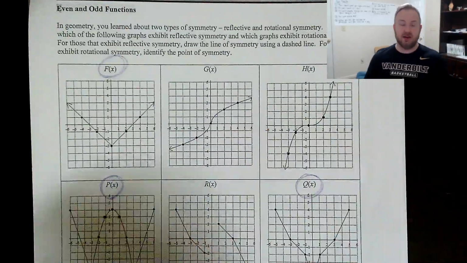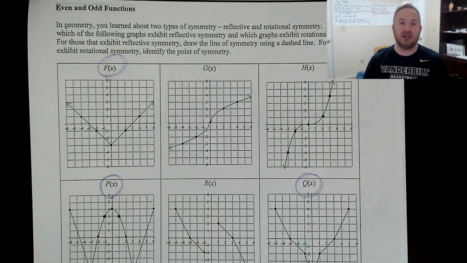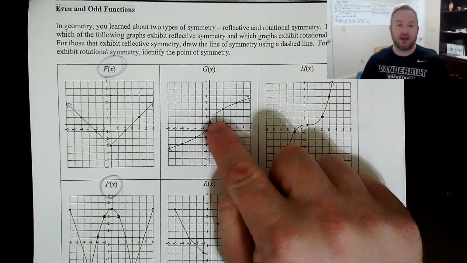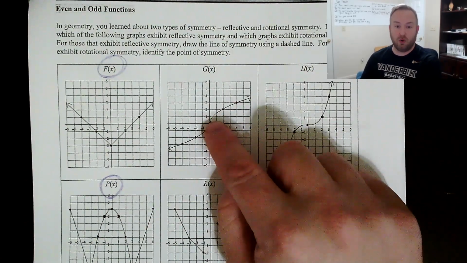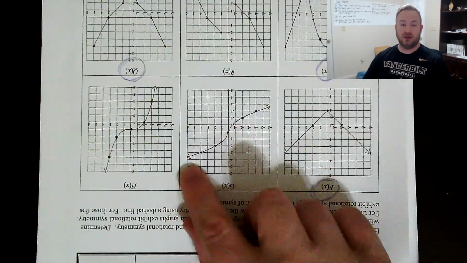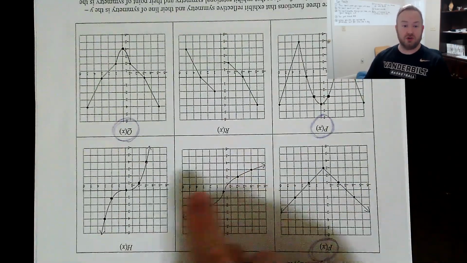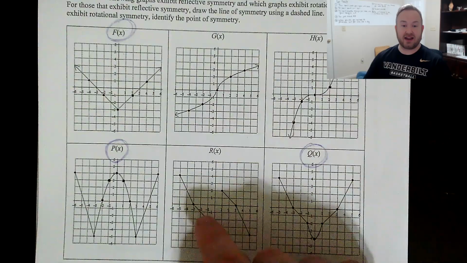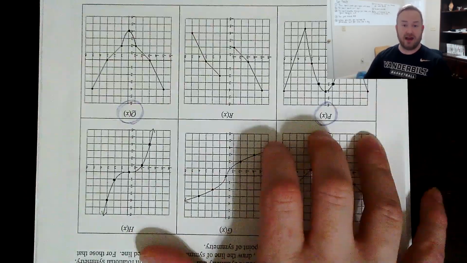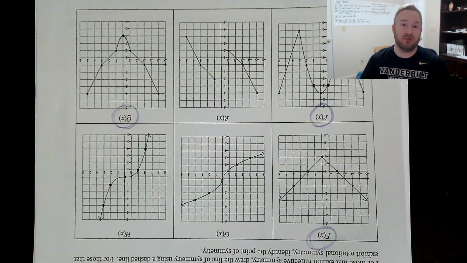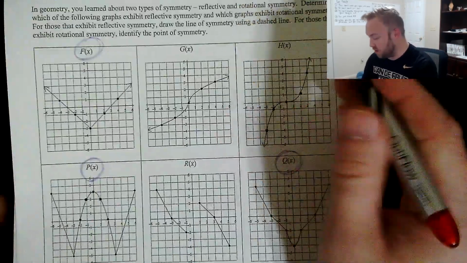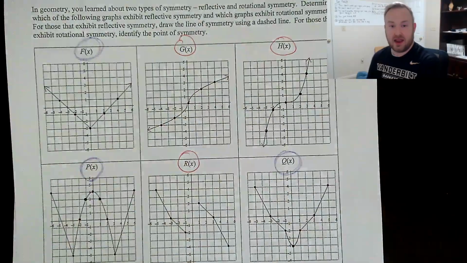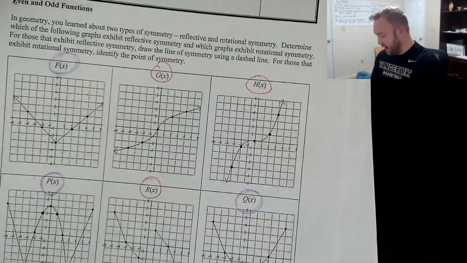Now let's go back to the other side. The other 3 graphs do not have that reflective symmetry. They have what you called in geometry rotational symmetry. They are all symmetric about the origin. If you keep the origin constant and rotate this 180 degrees about the origin, you have the exact same graph. If you rotate them upside down, the graph looks exactly the same. You also probably said in geometry that these have point symmetry, which is a correct way to say that. So those were g of x, h of x, and r of x. So g, h, and r.